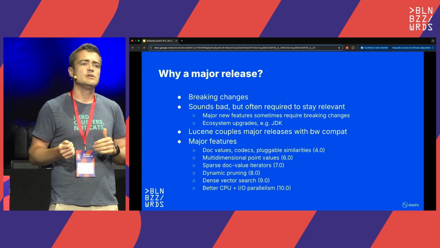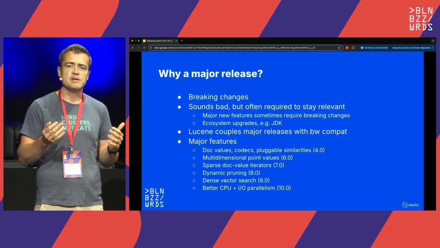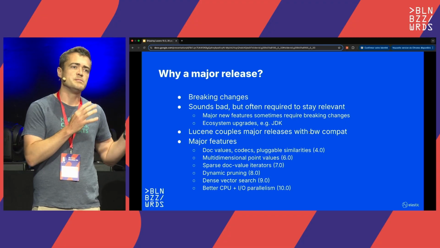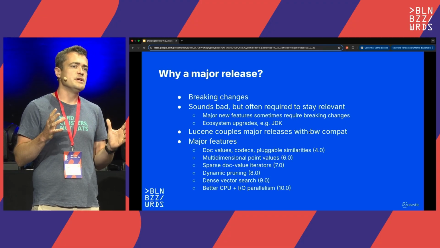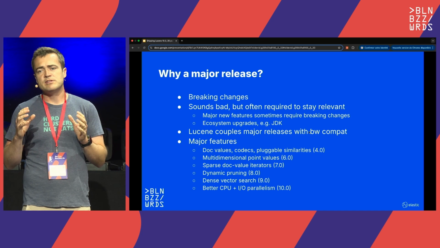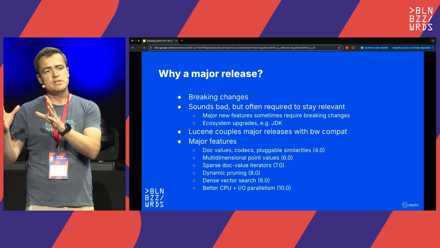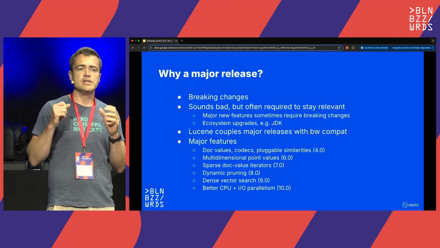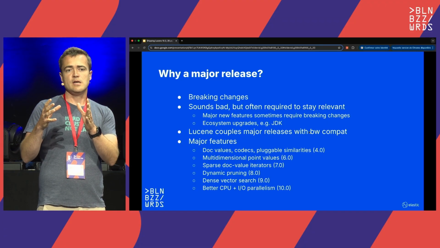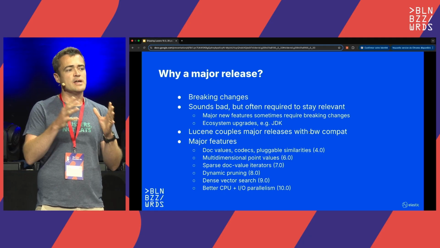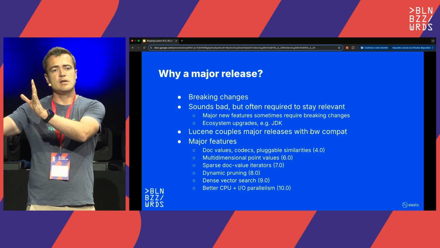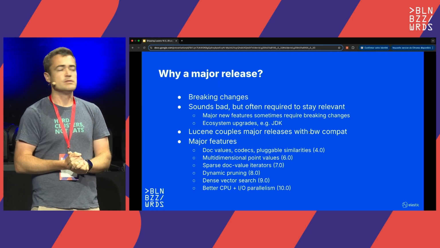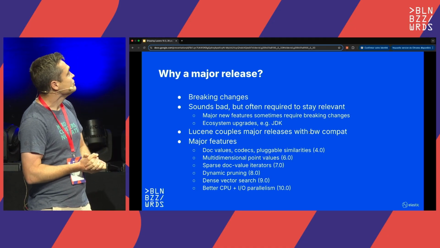Something which is less common, because it's not covered by semantic versioning, is the fact that Lucene also couples major versions with backward compatibility. A Lucene major version can read and write indexes that have been created either by the current major version or the previous major version. What that means is that if you're currently running an application with Lucene 9, you can read and write indexes created by Lucene 8 or 9. As soon as you upgrade to Lucene 10, you can no longer read and write the Lucene 8 indexes. So that's something that you need to be careful about.